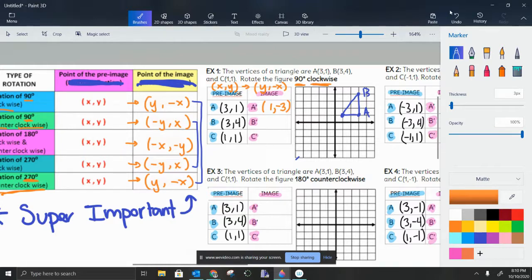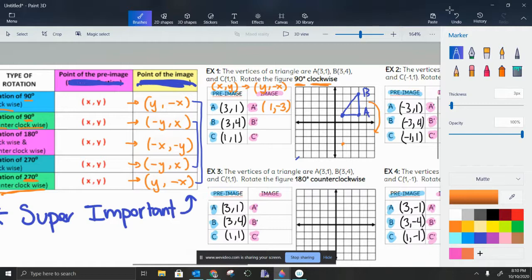I'm just using that rule to find the new point. So the new A, or A prime, will be at 1, negative 3. And that makes sense because I know I'm moving this triangle one quadrant to the right, or one quadrant clockwise. So I know that the triangle is going to be down here.